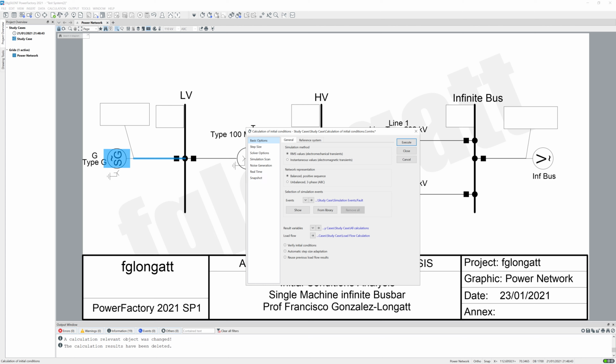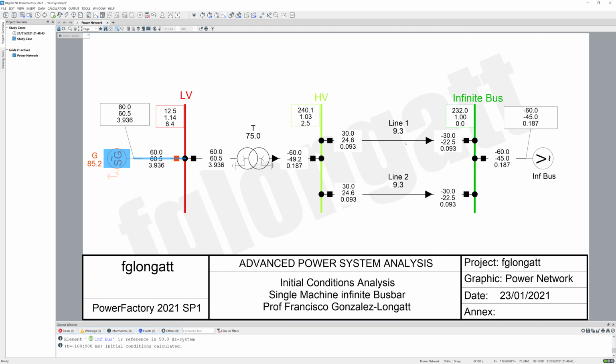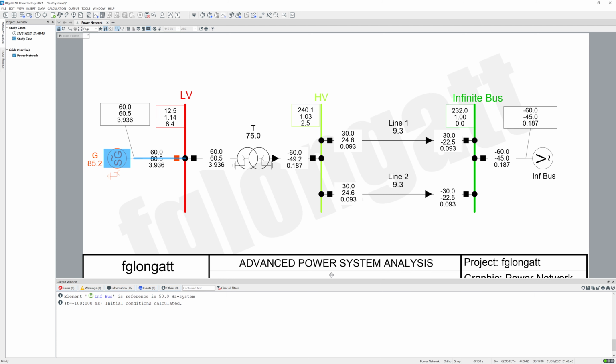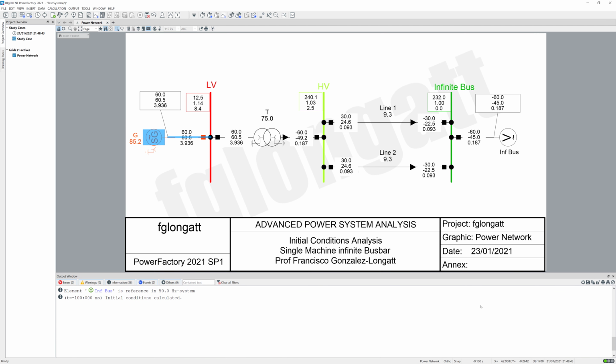Now what I will do is press this button, execute initial conditions, okay? And suddenly anyone that is not familiar with PowerFactory will say, okay, what's happening here? Let me do it in slow motion.